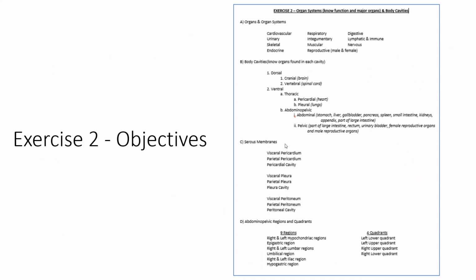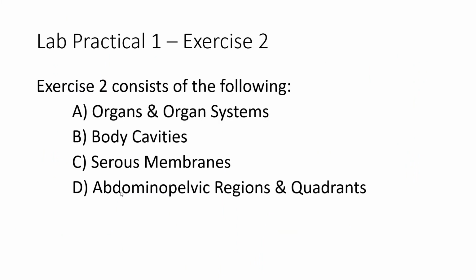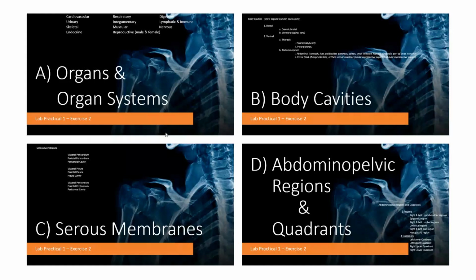This right here is the handout that you got in class as well. It tells you what you need to know out of exercise 2. The first thing we're going to talk about, which will be a video in and of itself, is organs and organ systems. Then we're going to have one over body cavities, and then I'll make another video over the membranes, and then the last video over abdominal regions and quadrants. So again, the first thing we're going to take a look at is organs and organ systems, and that's going to be set A.